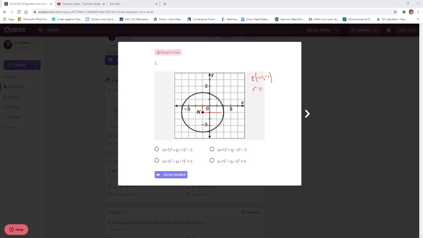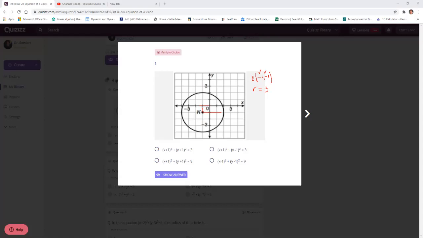And anytime you know the radius length and the center, you can write the equation of the circle. The equation of the circle is going to be x minus the h value. So x minus -1 is x plus 1 to the power of 2. And then I've got plus y minus k, which is y plus 1. Remember, a negative and a negative is a positive, raised to the power of 2. And that's equal to the radius squared. And 3 squared is 9.